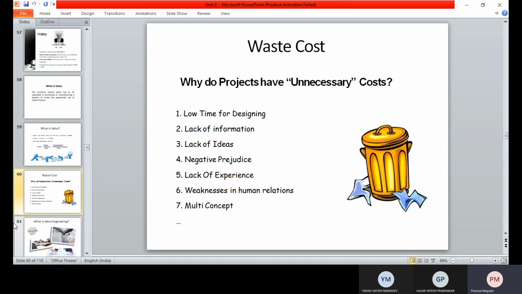So while deciding the value of the particular product, as you can see the points are quoted: low time for designing, and of course we'll have to consider lack of information, without which we cannot proceed, the product will not work. We cannot define the proper values. Lack of ideas, negative prejudice, lack of experience, weakness in human relations and multi concept. So these are the requirements, and if we can fulfill these requirements rigorously, then whichever product we develop will be better.